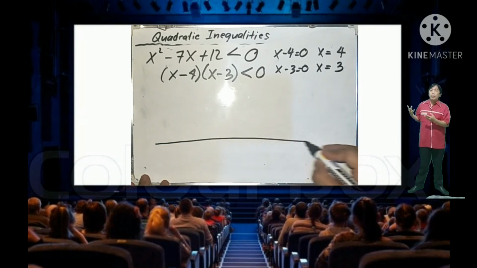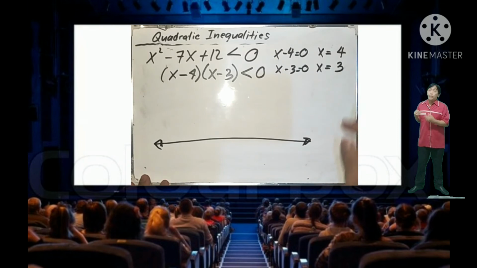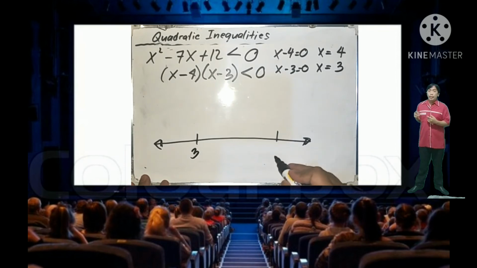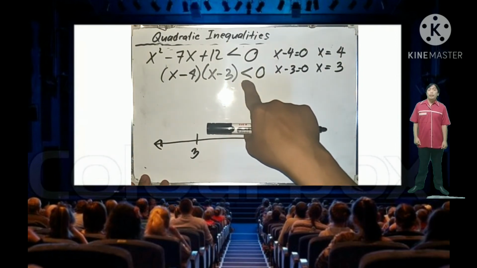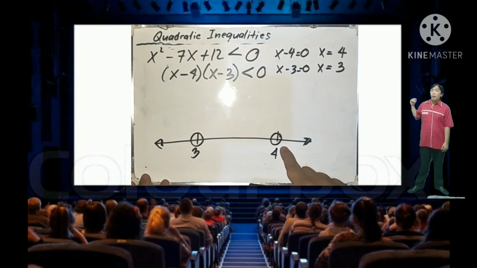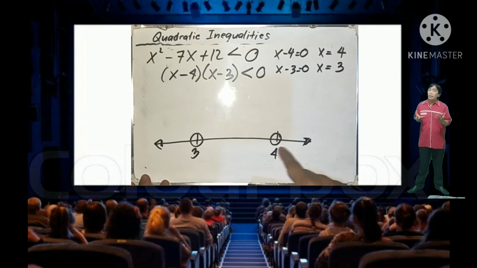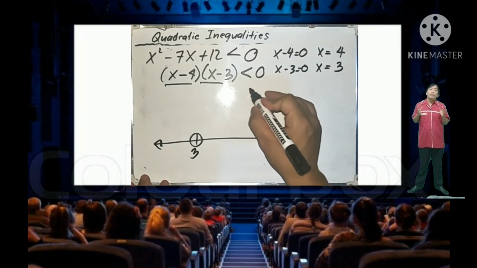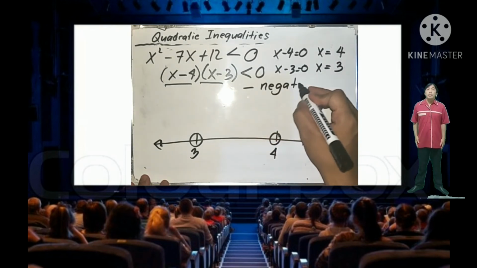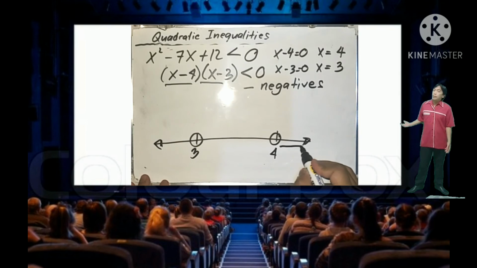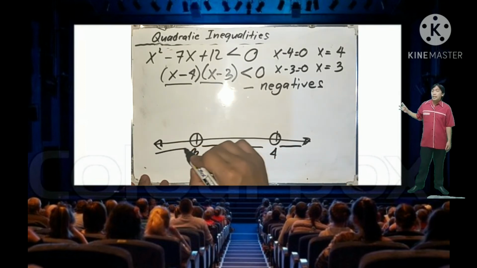Let us now try to draw a number line. Okay, let us locate 4 and 3. So, since they are both positive, 3 is here on the left side, then 4 is here on the right side. Okay, now, since there is no equal sign here, meaning 3 and 4 are not included. So, there will be an open circle. Now, if we multiply the factors, the answer is less than 0. When I say less than 0, those are negatives. Okay, so let us now try to check the regions. We have the 3 regions. We have the first, second, and the third region.